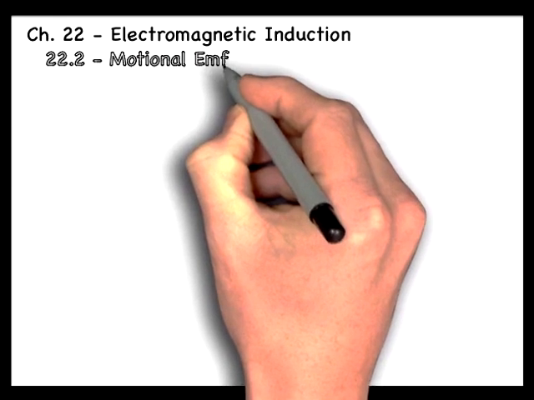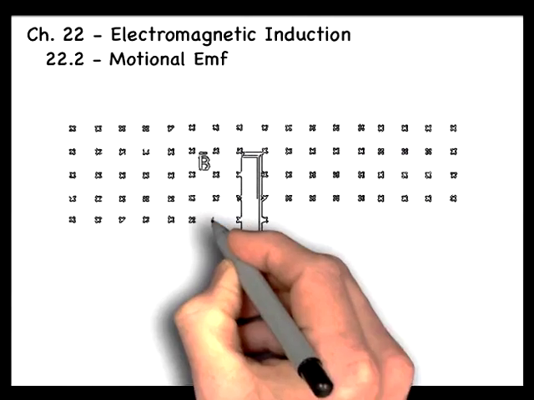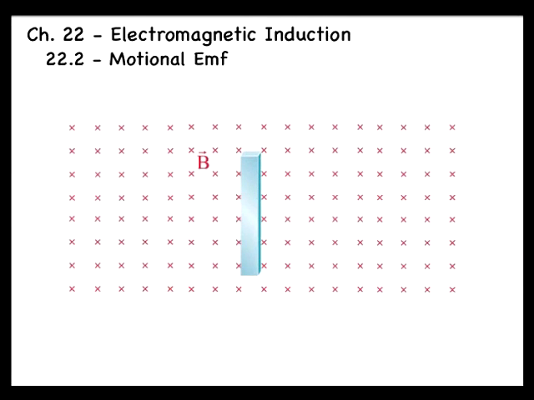We now discuss the EMF induced in a moving conductor. When a conducting rod moves through a constant magnetic field, an EMF is induced in the rod. This special case of electromagnetic induction arises as a result of the magnetic force that acts on a moving charge, as discussed in the previous chapter.